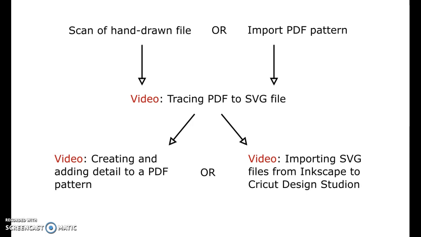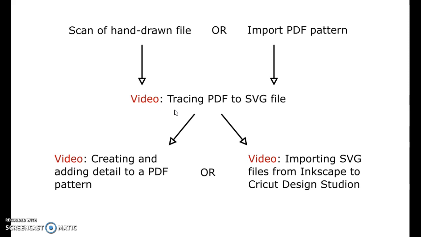So in my first video, I showed how I take a PDF pattern, which is either a scan of a hand-drawn file, so I'll take something that I've drawn myself and scan it on my scanner, or a PDF pattern that I've either created previously or maybe bought, and then I've imported it into Inkscape. In my first video, I showed how to trace the PDF to an SVG file.